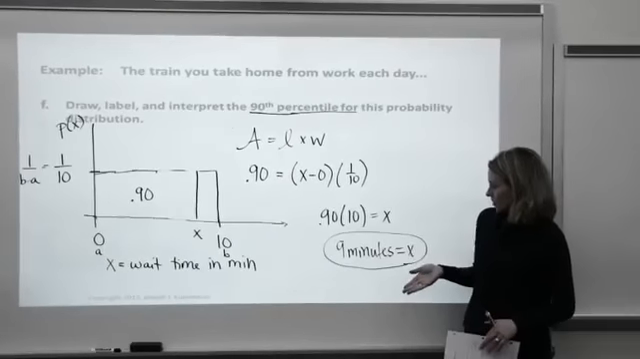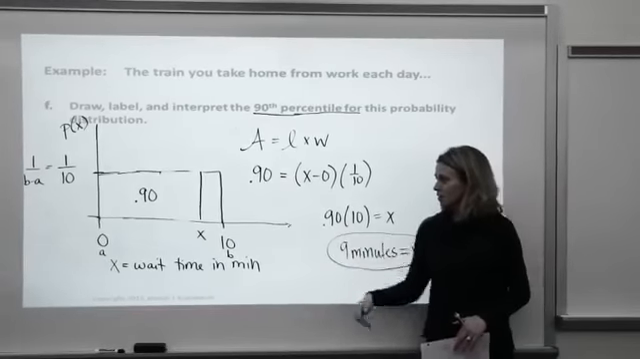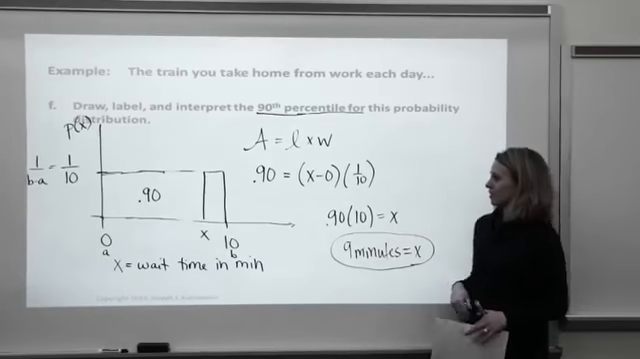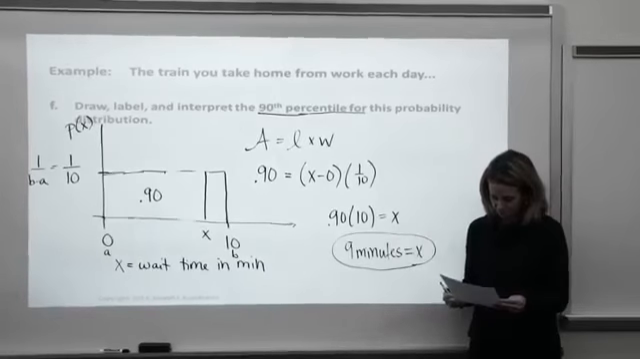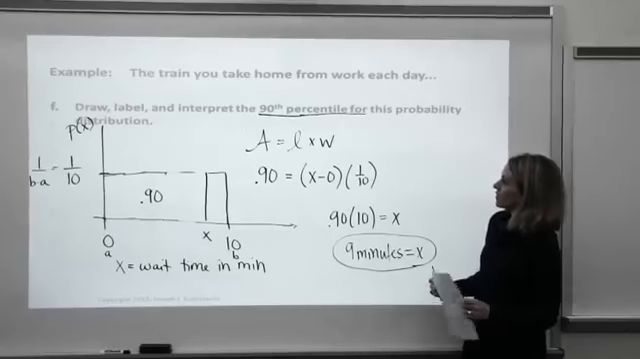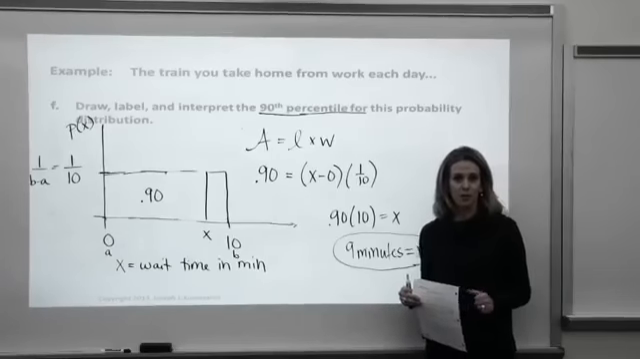So 90% of the time, you're going to wait 9 minutes or less. 10% of the time, you would wait 9 minutes or more. All right, and that's it for examples of probability distributions.